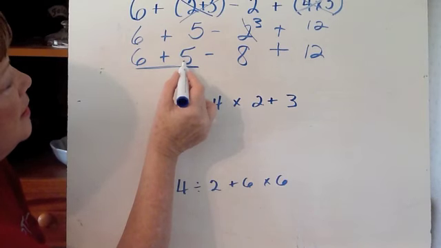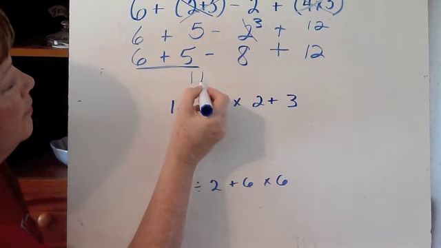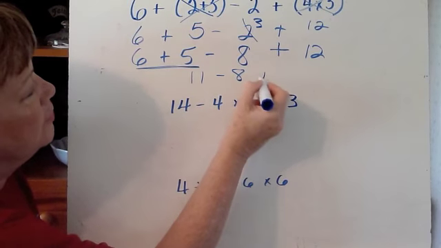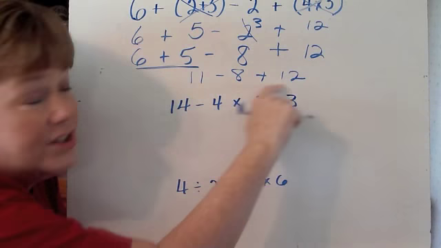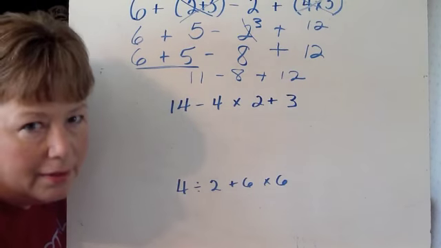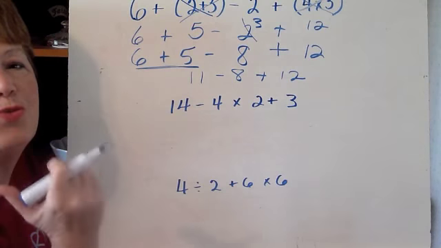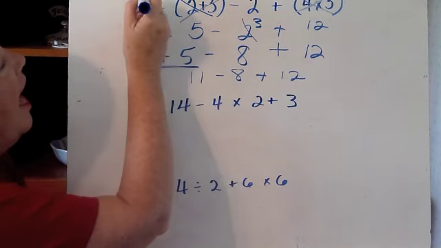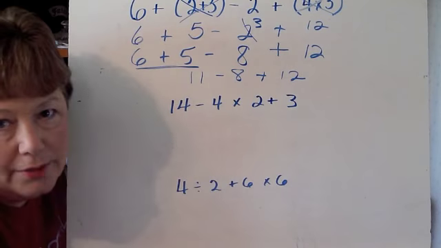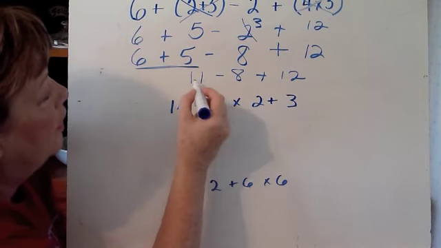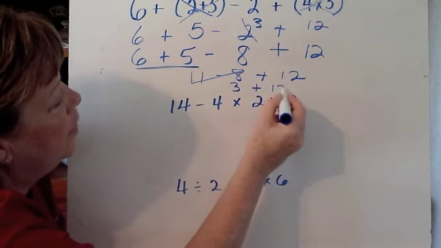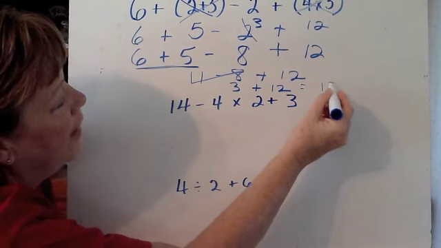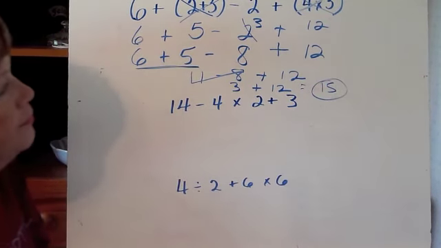6 plus 5 is 11. I haven't used that. I haven't used that. I haven't used that. What do I do now? Do I go ahead and finish the adding? Nah. I'm going to do it left to right because this is the add, subtract category. So 11 minus 8 is 3 plus 12. I'm almost through. My answer is 15.